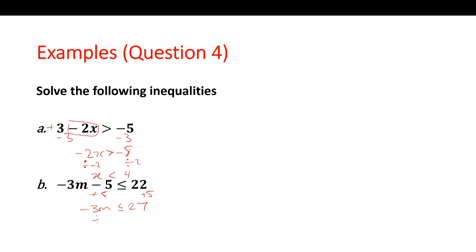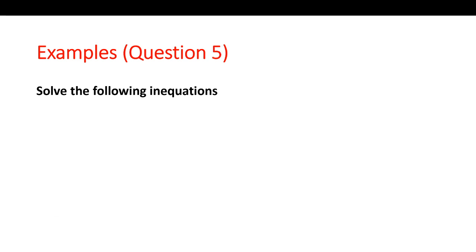Now we're going to divide both sides by -3, and that leaves us with m is, now remember, because we're dividing by a negative, we're going to swap the direction of the sign. So m is greater than or equal to 27 divided by -3 is -9. And that gives me my final answer. m is greater than or equal to -9.